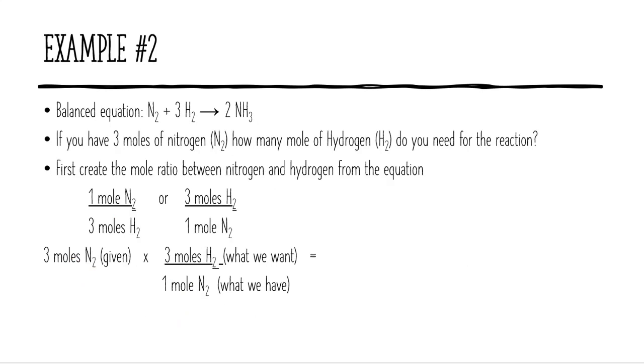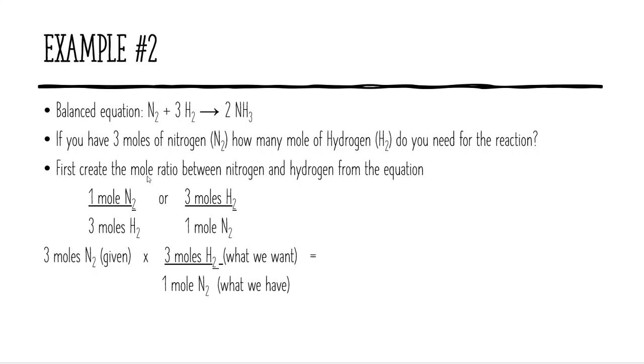So here's our balanced equation here. What if you start with 3 moles of nitrogen? How many moles of hydrogen do you need for the reaction to occur? So let's say you're starting the reaction, you're like, well, I only got 3 moles left. How many moles of hydrogen do I need to add to make sure I can make my ammonia?